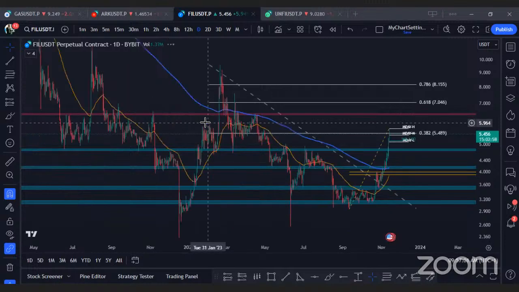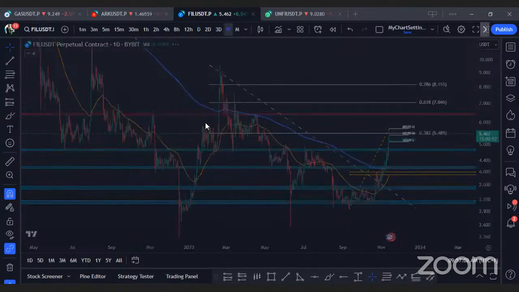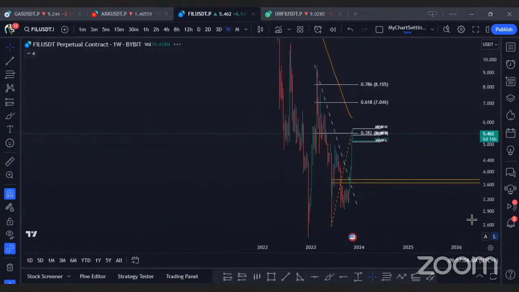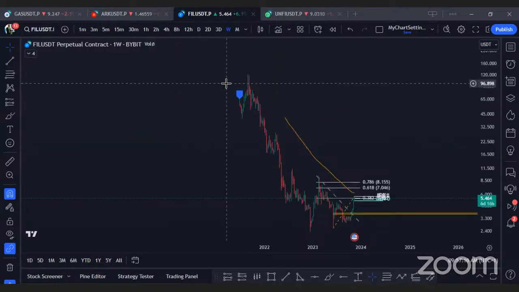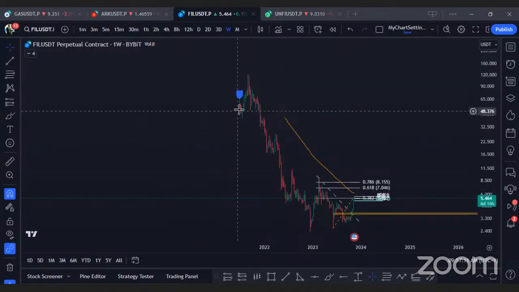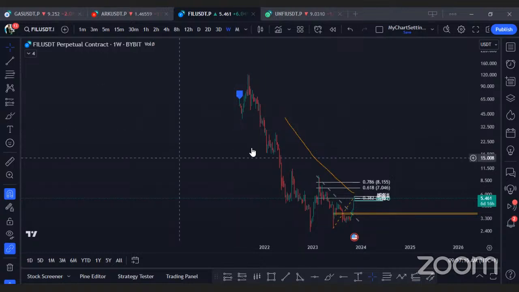And then why I haven't started buying this token? Okay, let me show you guys why I started buying it. This is not just one of these meme coin files. It has a use case. I think they're into storage, whatever, something like that.